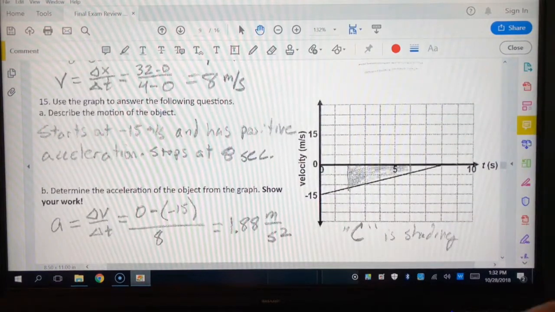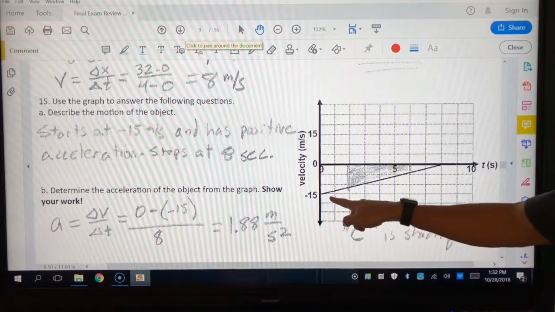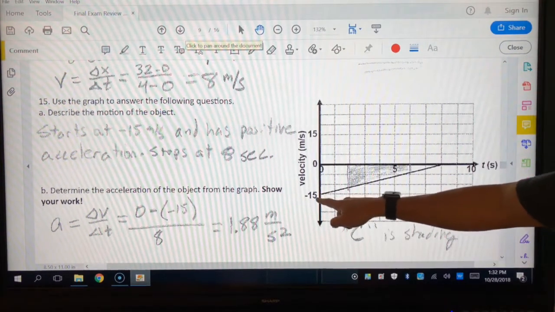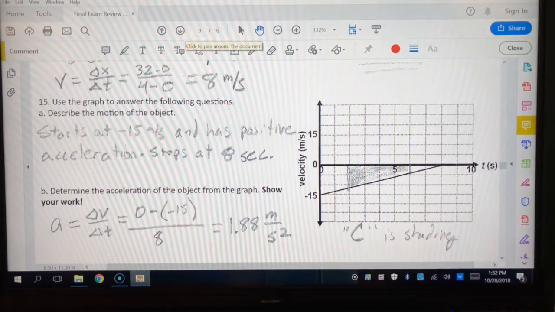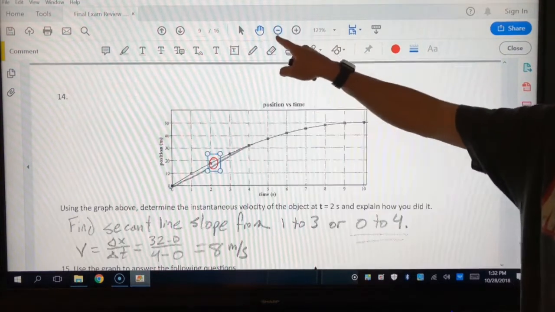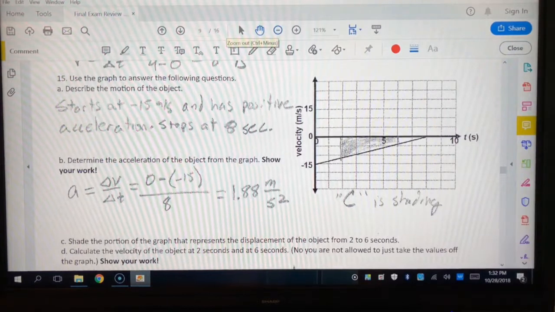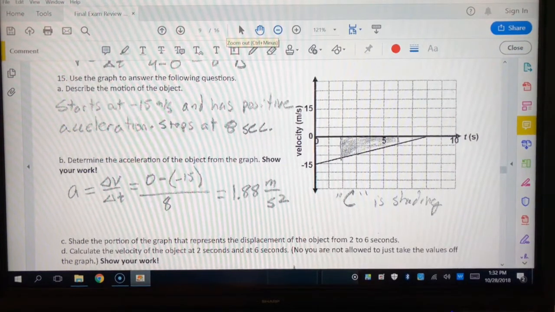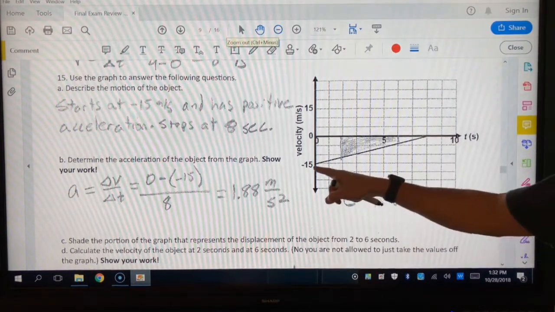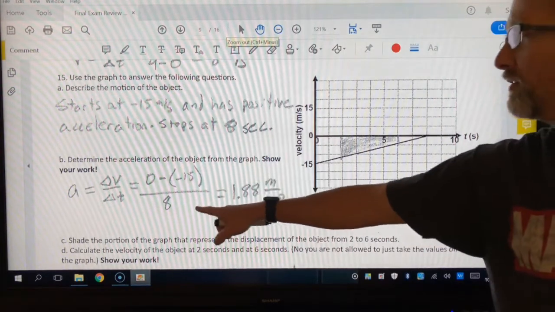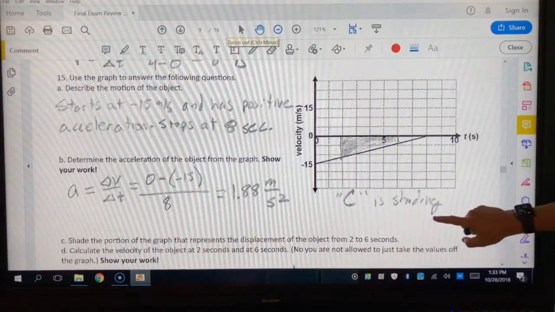Next thing, they want us to use the graph to answer the following questions. Describe the motion of the object. So this one starts at negative 15 meters per second, has a positive acceleration, and it stops at 8 seconds. They want us to find the acceleration of the object and show our work. So we really just have to show the change in velocity over the change in time. So it finishes at 0 minus negative 15, which is positive, divided by 8 seconds altogether. And that gives us 1.88 meters per second squared.